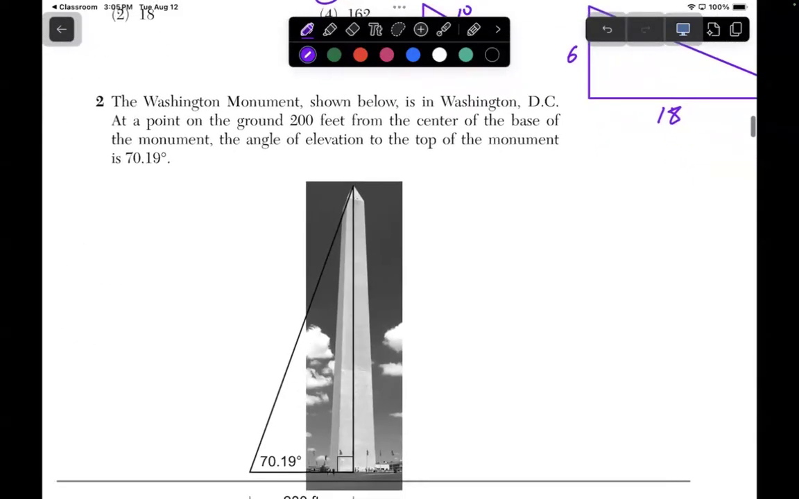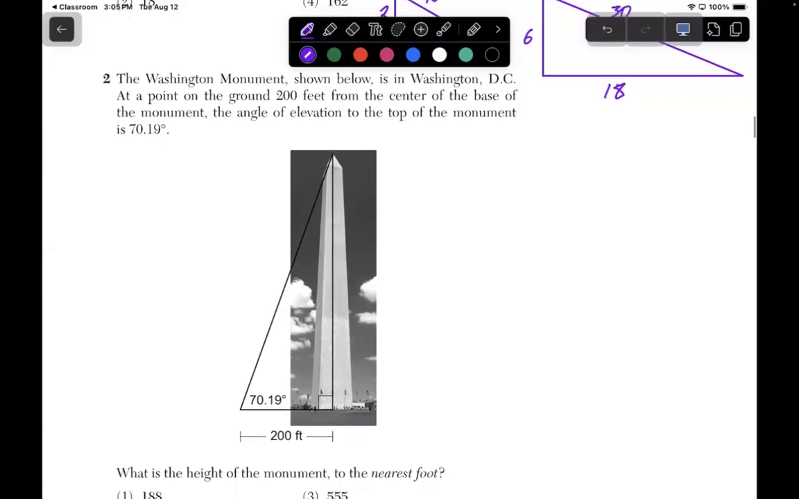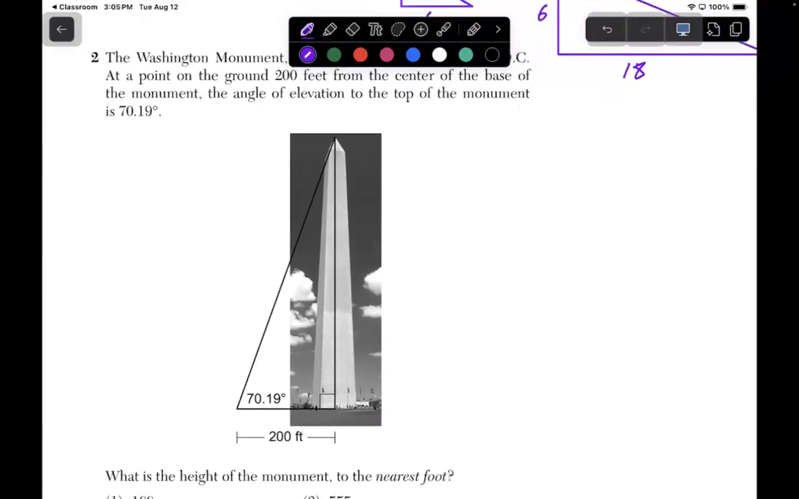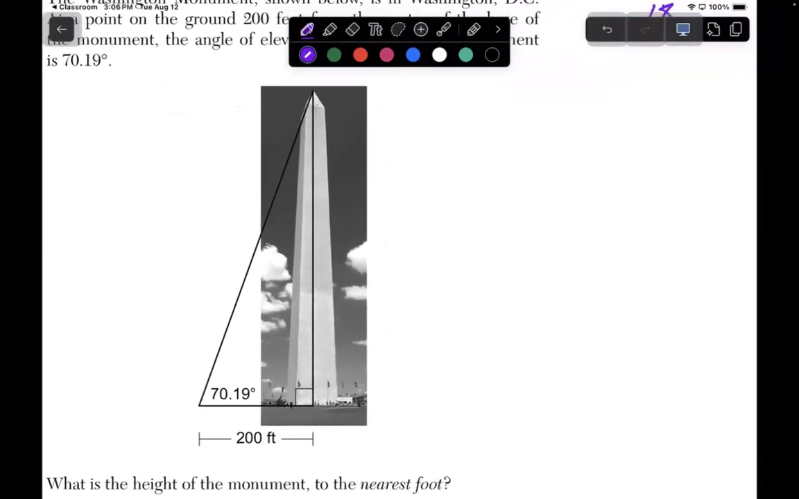Here we go. The Washington Monument shown below is in Washington, D.C. They use such a precise angle that I wonder if this is actually an accurate measurement, but anyway, it seems weird. At a point on the ground, 200 feet from the center of the base of the monument, the angle of elevation to the top of the monument is 70.19 degrees. What is the height of the monument to the nearest foot?